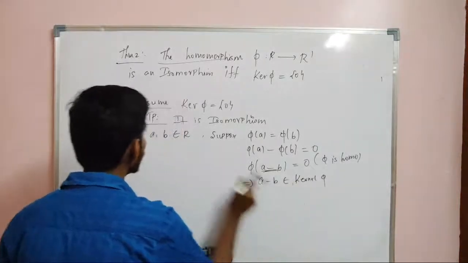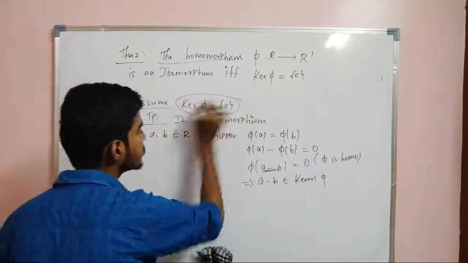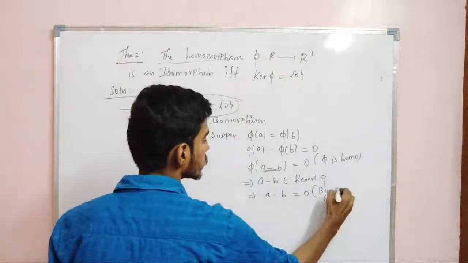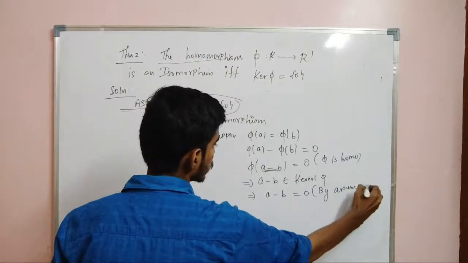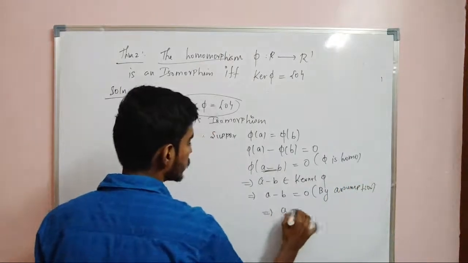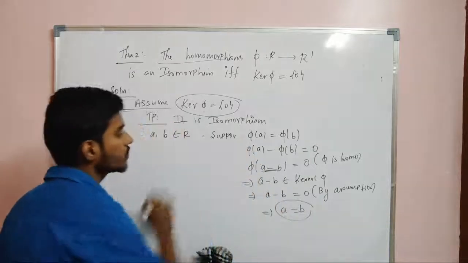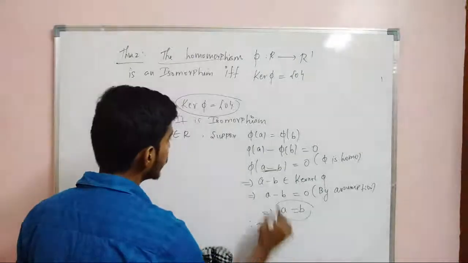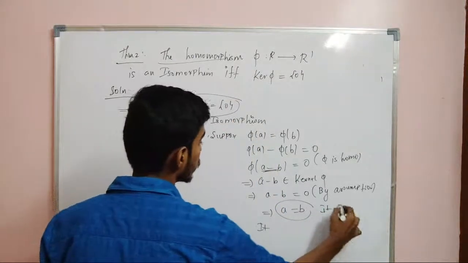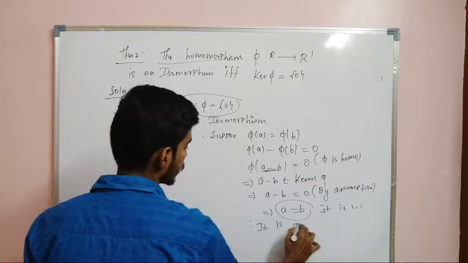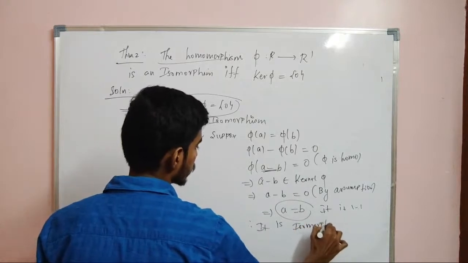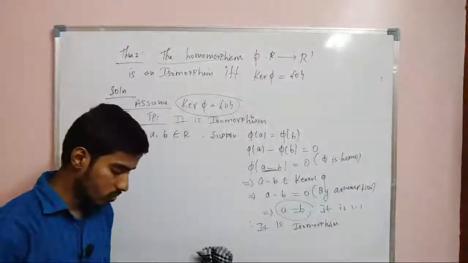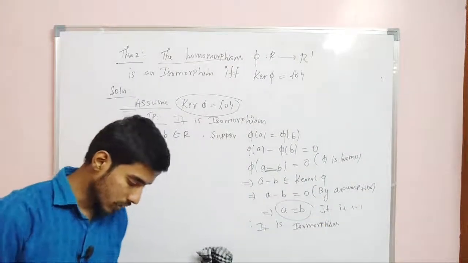By assumption, we have assumed that the kernel contains only 0. So this implies a minus b has to be equal to 0 by assumption. So this implies a is equal to b. So we have started with phi of a is equal to phi of b, and we have proved a is equal to b. That is, it is an isomorphism. Already it is a homomorphism, and now we have proved it is 1 to 1. So it is an isomorphism. Right? 1 to 1 implies onto, if these two are ring homomorphism.